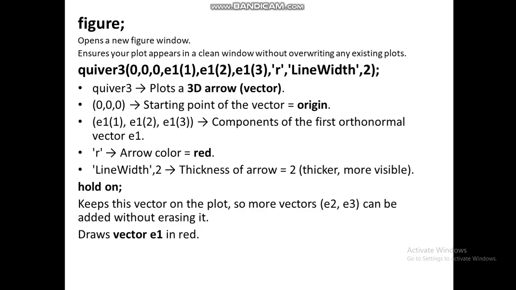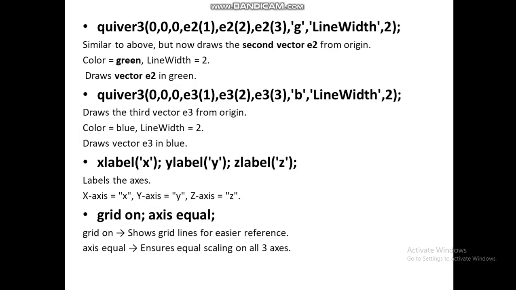The next command is hold on. What this command does is keep this vector on the plot, so more vectors e2 and e3 can be added without erasing it. The first vector will be drawn in red. Similarly, the second one will be displayed in green, and the third one in blue. Next, labeling. We have three parameters x, y and z, and all three will be labeled with xlabel, ylabel and zlabel.